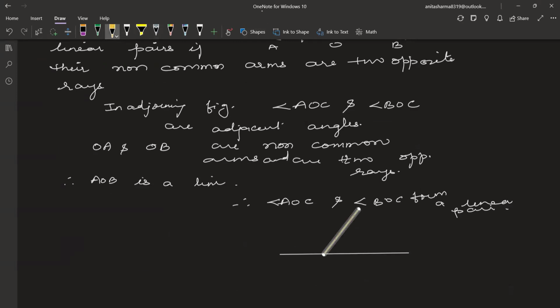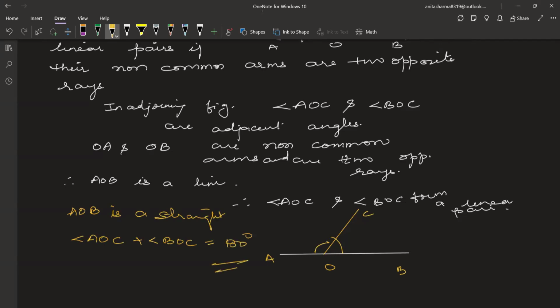Right, children? A, B, O, and this is C. Two angles are there and AB is a straight line. So you will write AOB is a straight line. Therefore they will form a linear pair or not? So angle AOC plus angle BOC, their sum should be equal to 180 degrees.